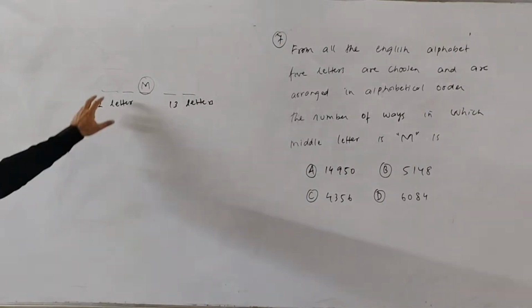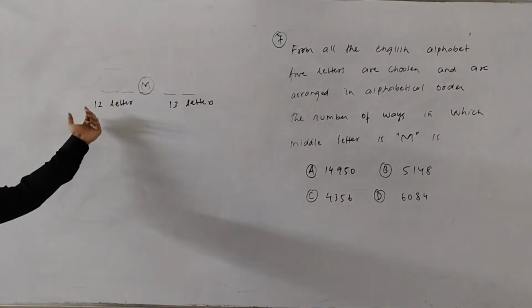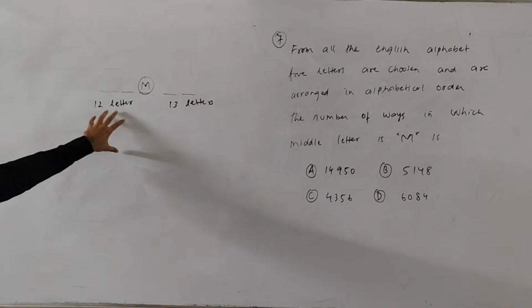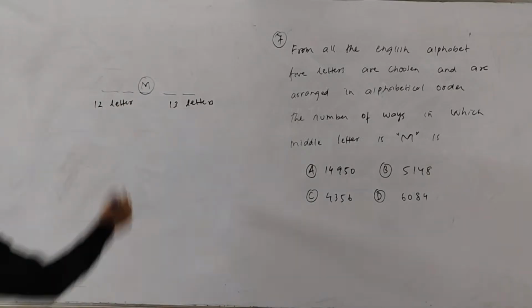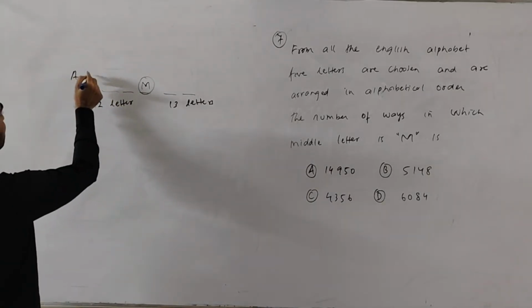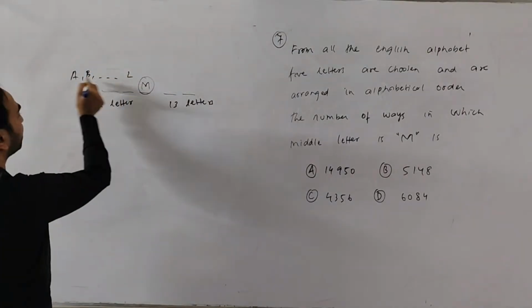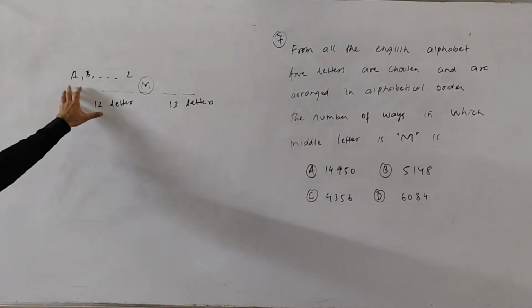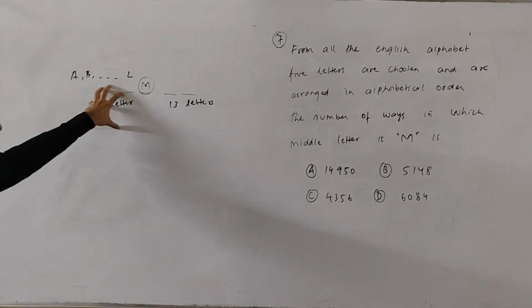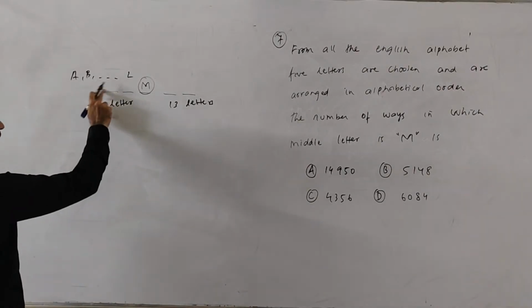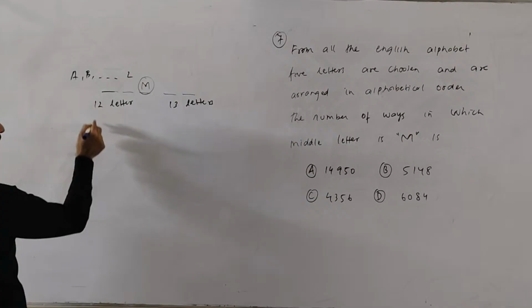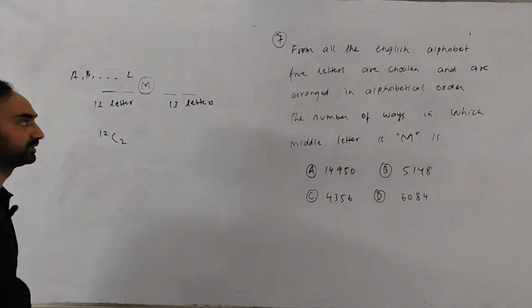There are 2 blanks available here though. So we can take anything from A to L. From A to L, I can write A, B, C like this, and choose anything from A to L. I have the choice of taking it from A to L. So 12 choices are available, but how many places do I have? 2. So this can be done in 12C2 ways.